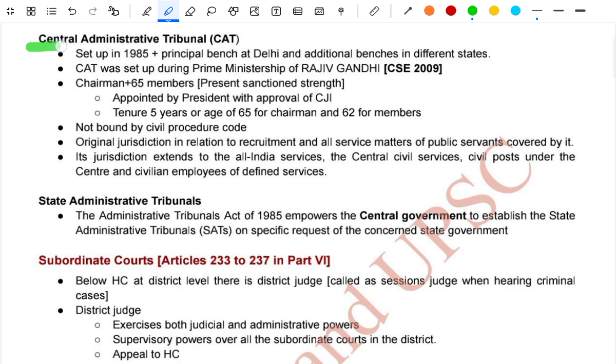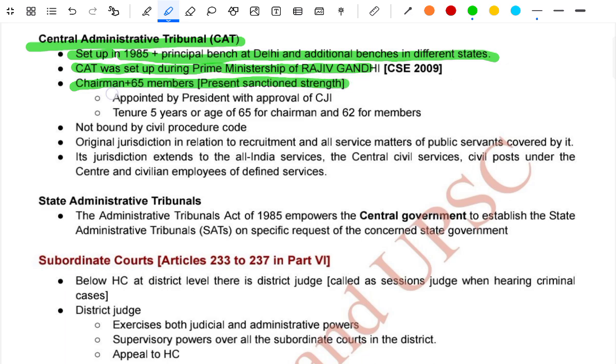The Central Administrative Tribunal, CAT. It was set up in 1985, with the principal bench in Delhi and additional benches in different states. The CAT was set up during the time of Prime Minister Rajiv Gandhi. The sanctioned strength is a chairman plus 65 members.